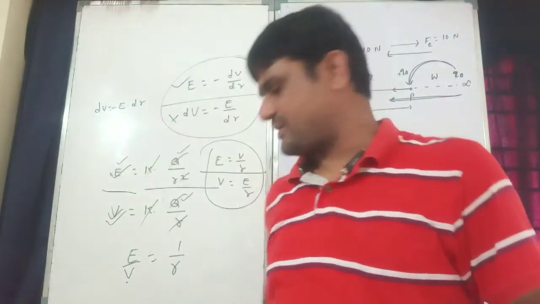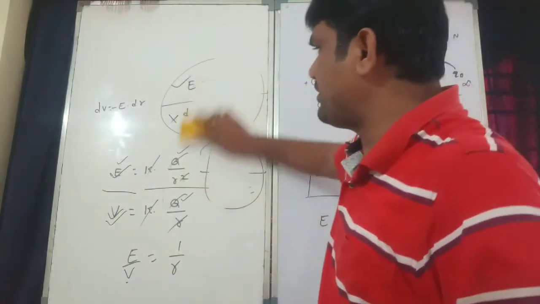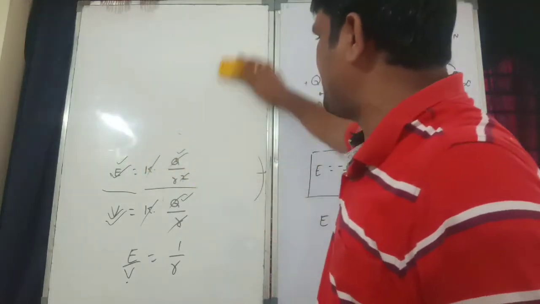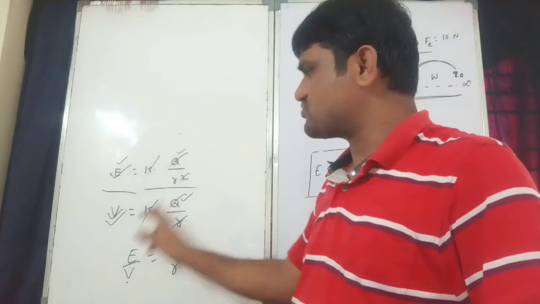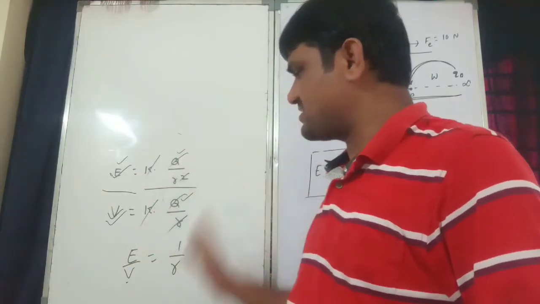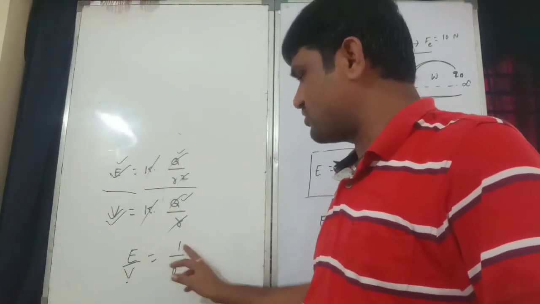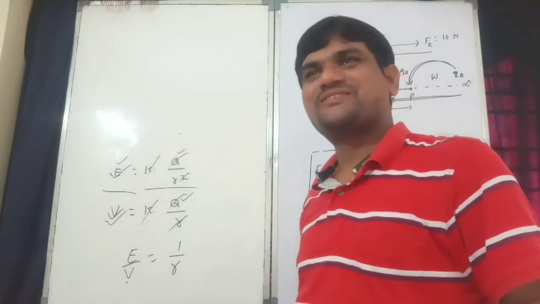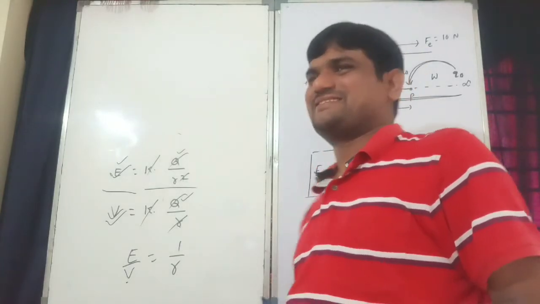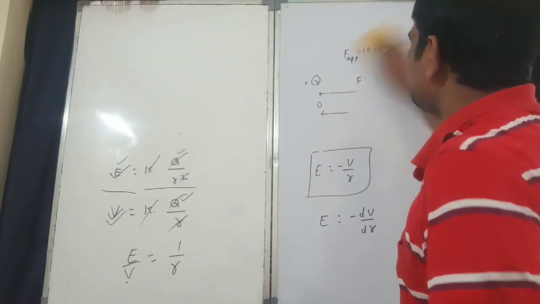Alright? For that purpose, to remove that confusion, you can remember this relation. What is that? E is equal to this one, V is equal to this one. So both get cancelled out. E by V is equal to 1 by R. So E is equal to V by R. That is the idea.